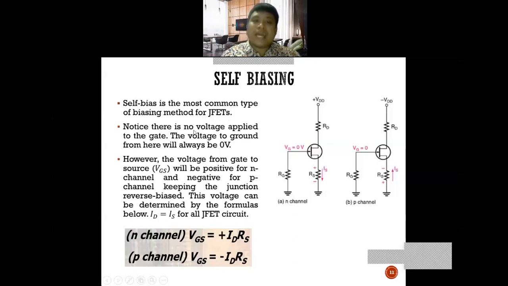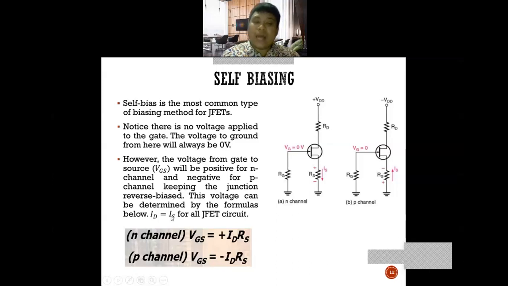Notice there is no voltage applied to the gate. So in self-biasing, no voltage applied to the gate. VG equal to 0 volts. The voltage to ground from here will always be 0 volts. However, the voltage from gate to source will be negative for N channel and positive for P channel, keeping the junction reverse biased. The voltage can be determined by the formulas below.